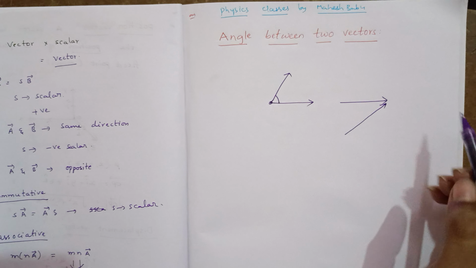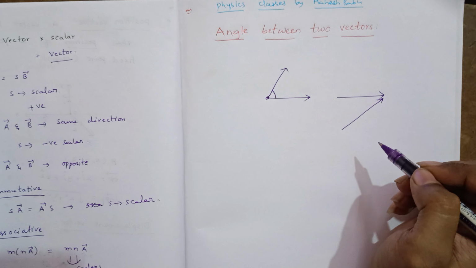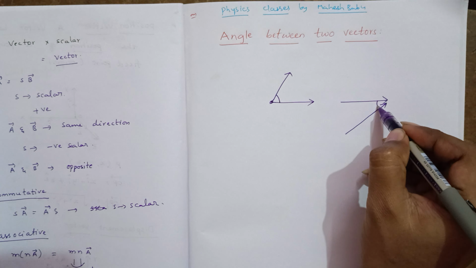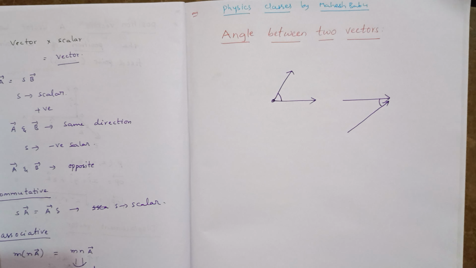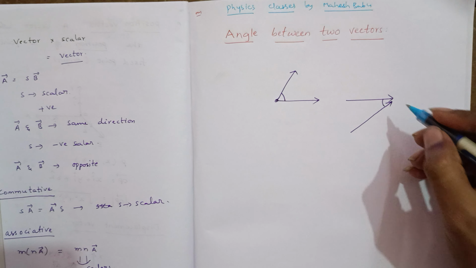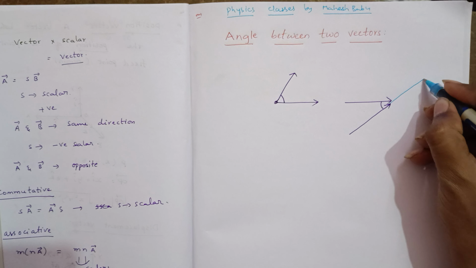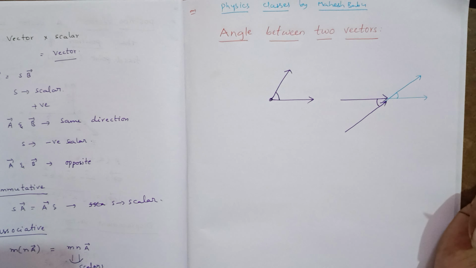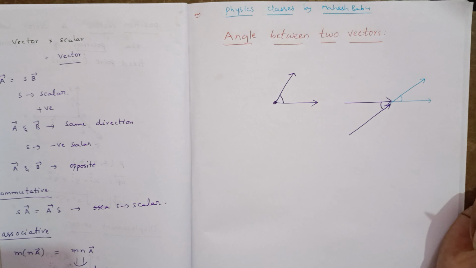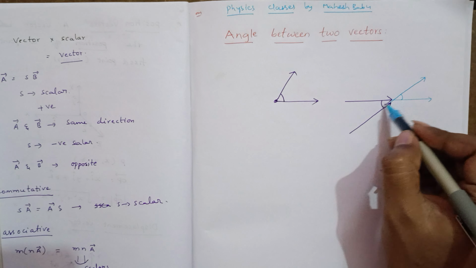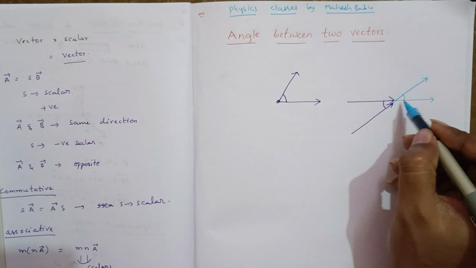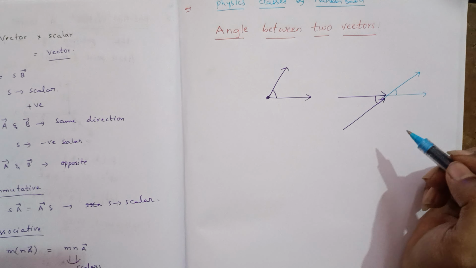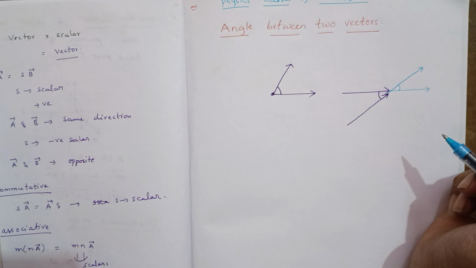If two vectors are ending at one point, we can find the angle between the two vectors like this, or we can find it by extending these two. Here also we can find the angle between two vectors. Both angles are the same, so no need to worry about finding the angle between two vectors.